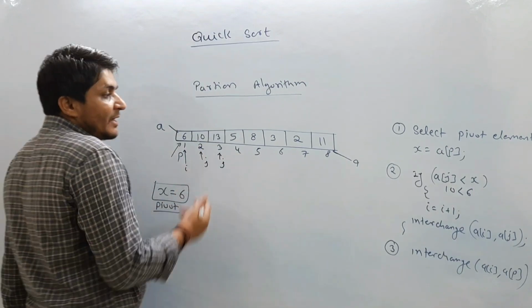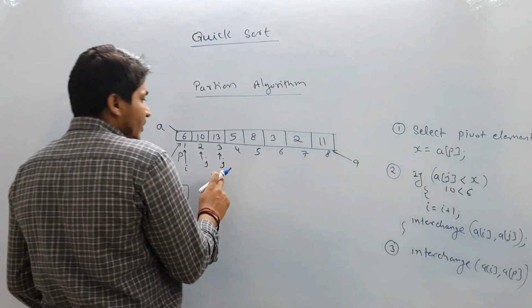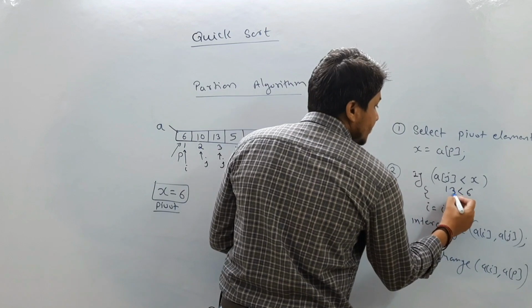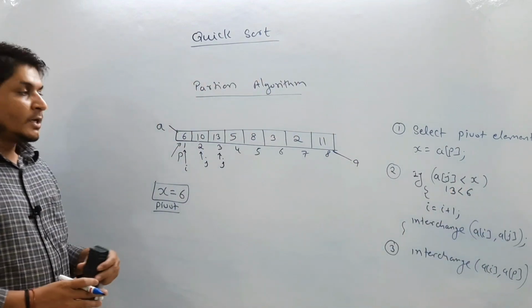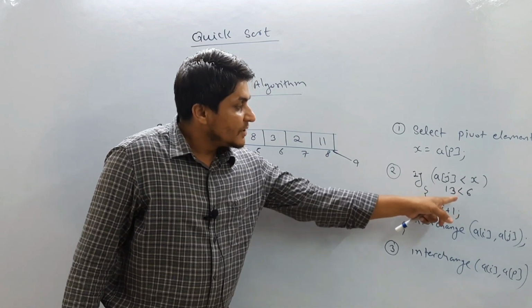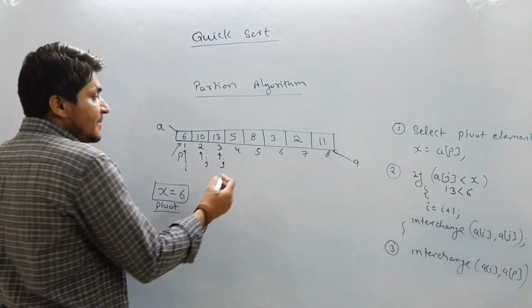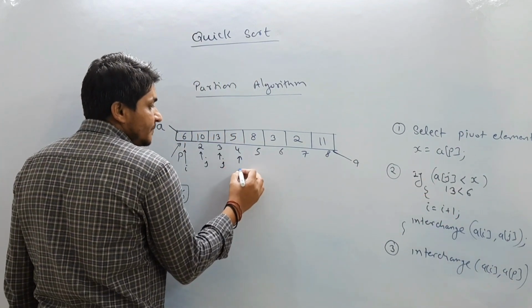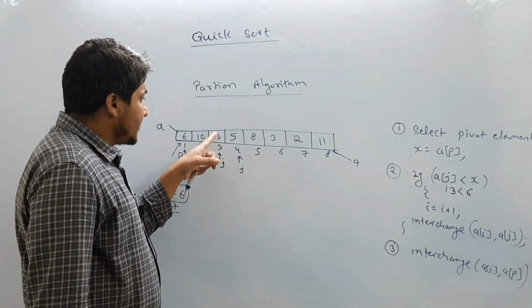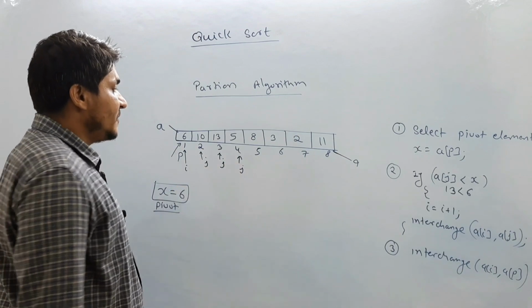Then again I compare. A of j now is 13. Is 13 less than 6? The condition is still false. So again I simply increment the value of j, because this is also not less than the pivot element.